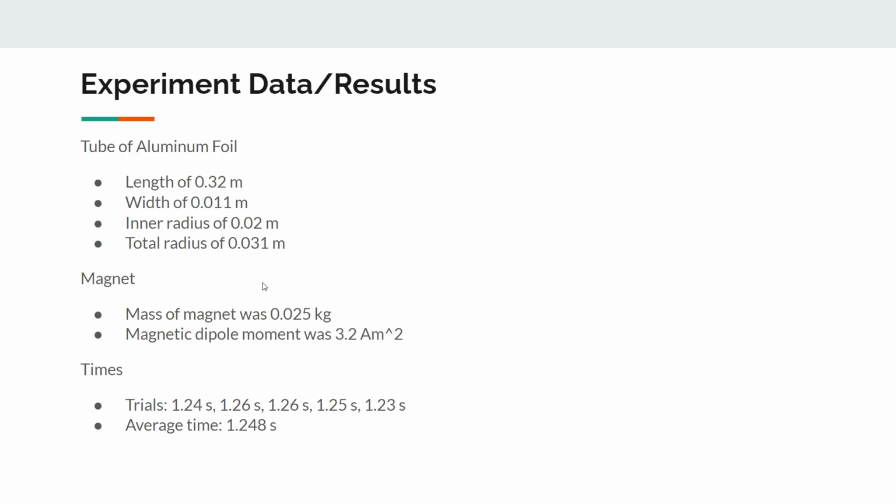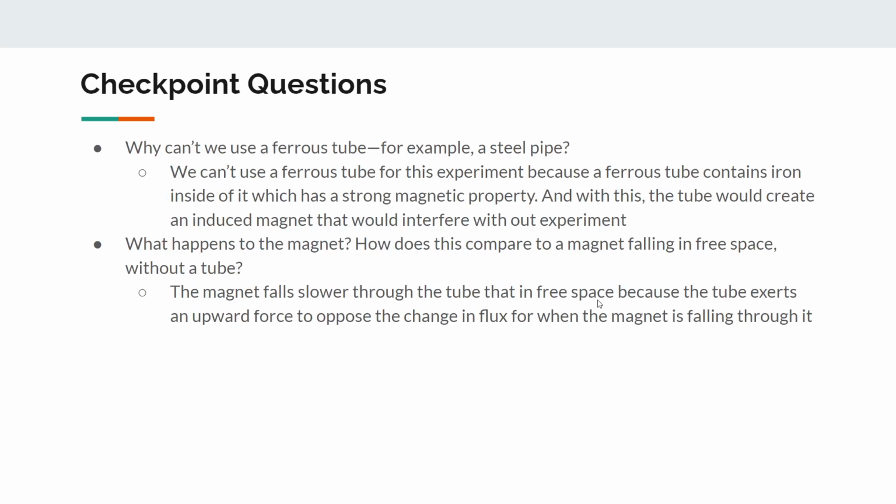For the experiment data and results, for the tube of aluminum foil, we have our length, width, inner radius, and total radius, and for the magnet, we have the mass of the magnet and the magnetic dipole moment, which is calculated from the Biot-Savart law. The times we have right here for our time travels, and the average time we got was 1.248 seconds.